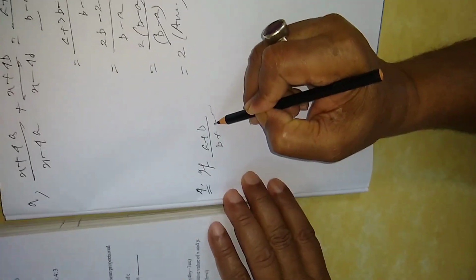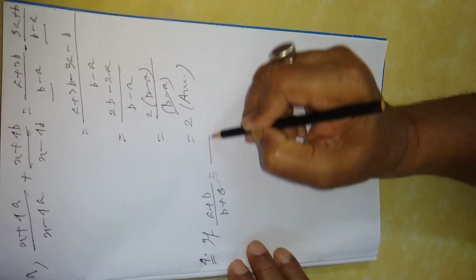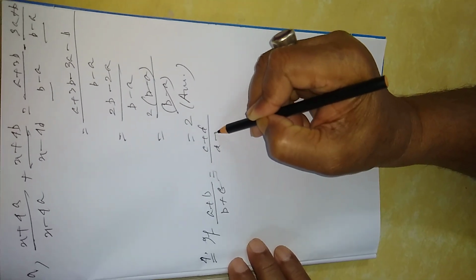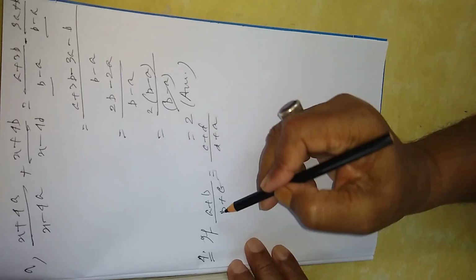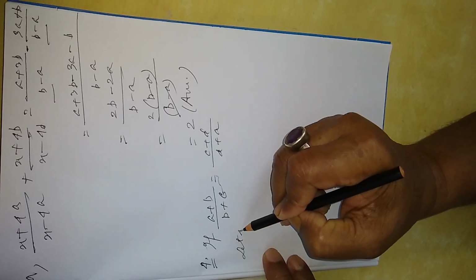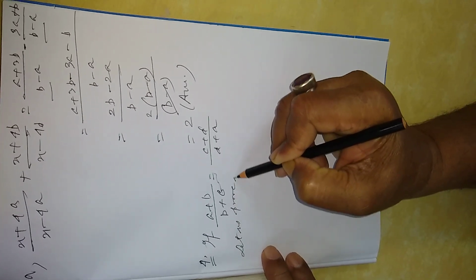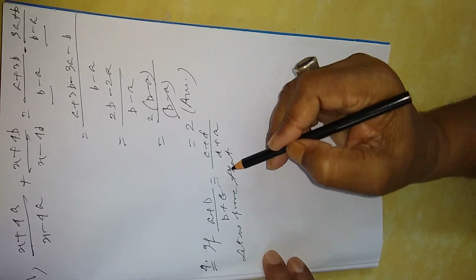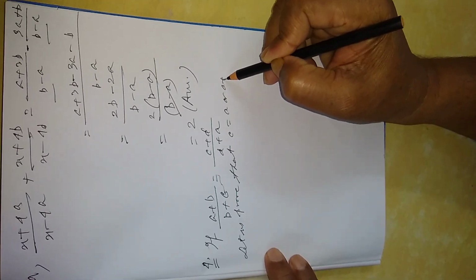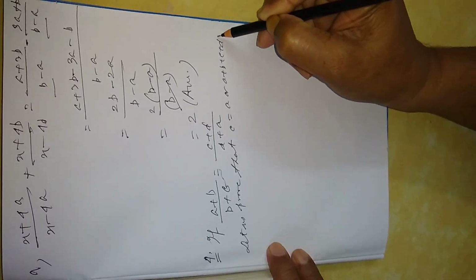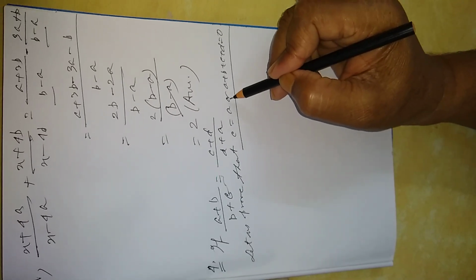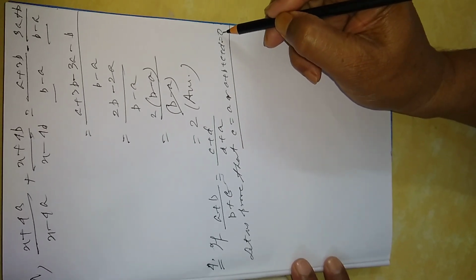If a plus b divided by b plus c is equal to c plus d by d plus a, let us prove that c is equal to a or a plus b plus c plus d is equal to 0. Two conditions here: c is equal to a or a plus b plus c plus d equal to 0.